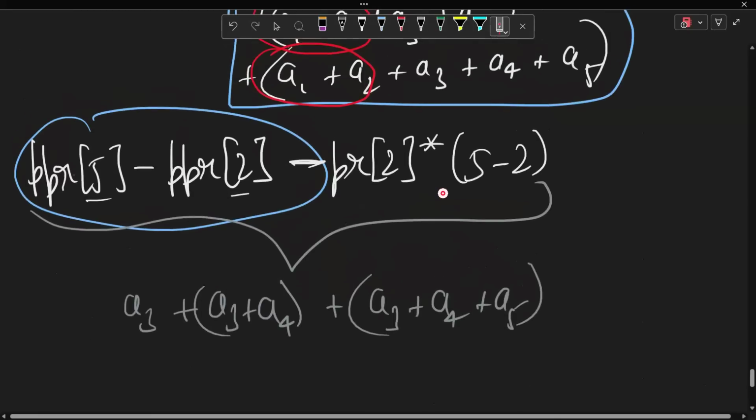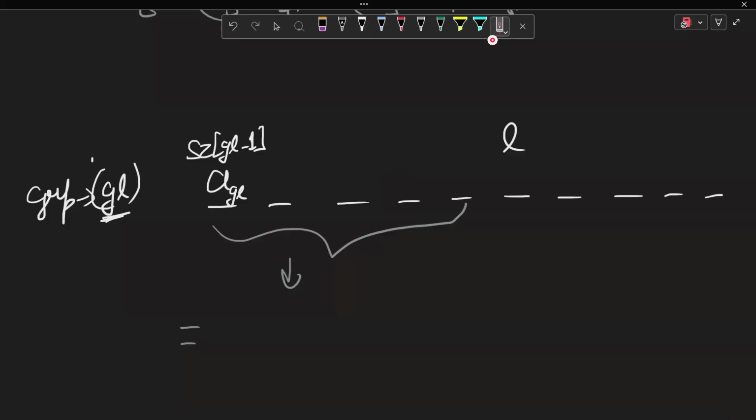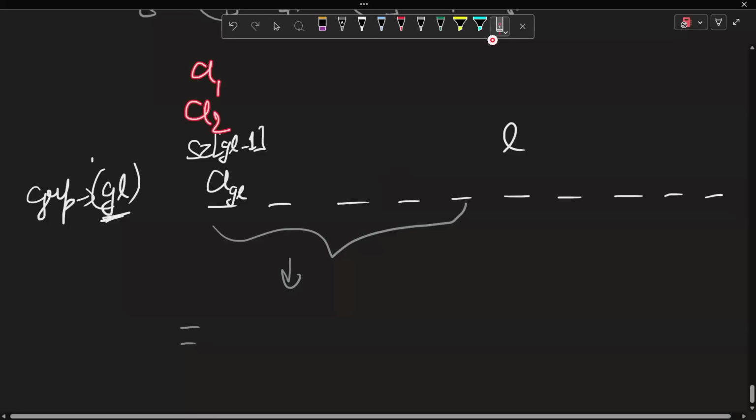What I did here is PPR 5 minus PPR 2. What was that actually? PPR 5 was actually this here. If you see, if my starting index is, if I'm at group GL, I'm starting with A of GL. This is the first element of the group. For every group, the first element is, for group number 1, A1, for group number 2, A2, and for group number GL, the first element would be A of GL.